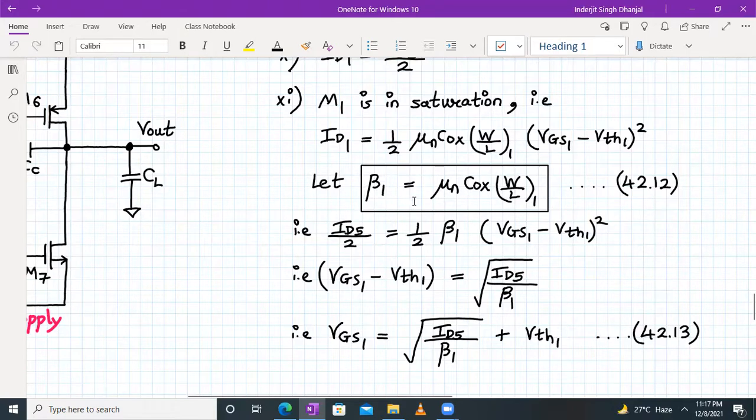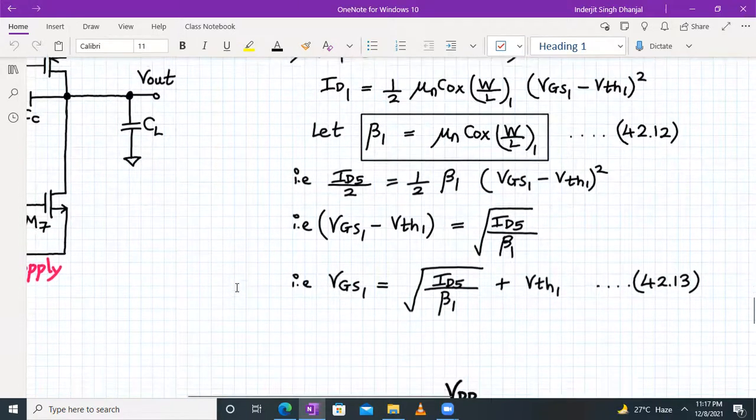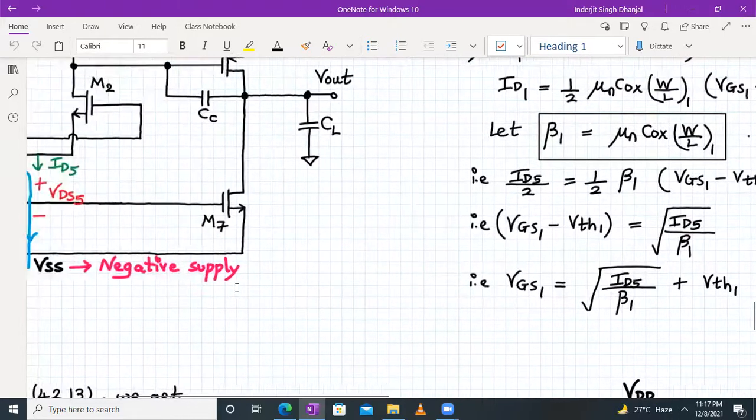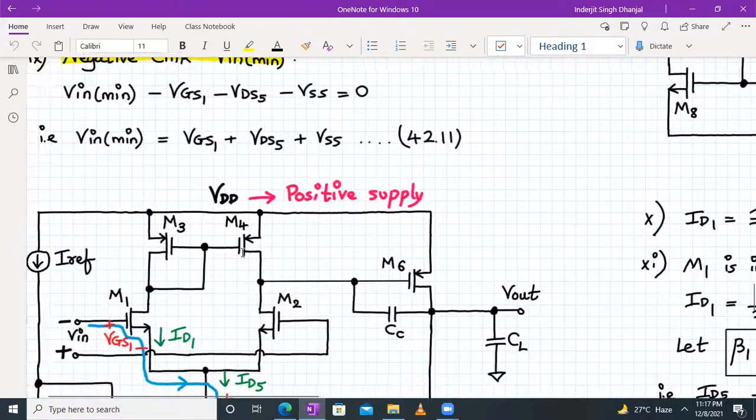So we let beta 1 be equal to mu n Cox W by L of 1. So ID1, which is ID5 divided by 2, is equal to half beta 1 into VGS1 minus VTH1 the whole square. So if you want to write VGS1 minus VTH1, it will be equal to square root of ID5 divided by beta 1. So your VGS1 will be square root of ID5 divided by beta 1 plus VTH1. So from this we got the value of VGS1.